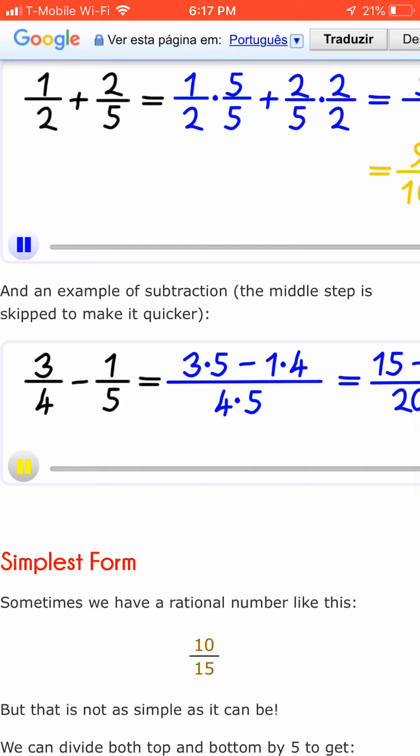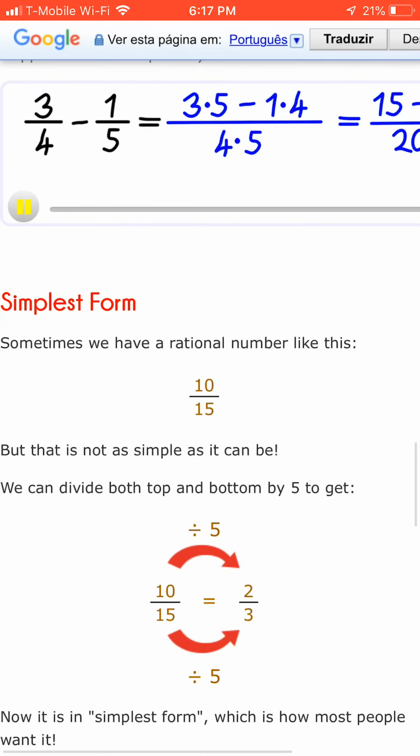Simplest form. Sometimes you have a rational number like this, but that's not as simple as it can be. We can divide both top and bottom by 5 together. Now it's in its simplest form, which is how most people enter it.